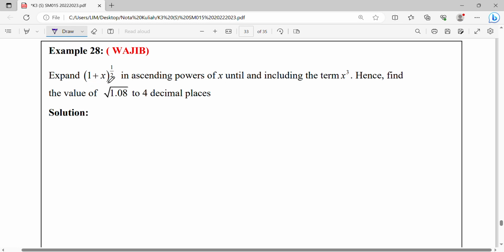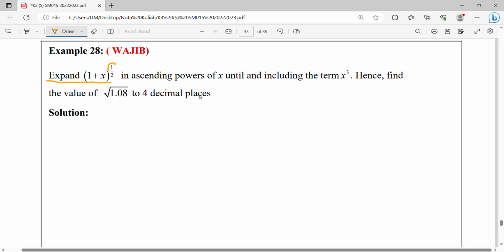Expand (1 + x)^(1/2) in ascending power of x until and including the term of x^3. Hence, find the value of square root of 1.08 to 4 decimal places. First, we do the expansion for this binomial.